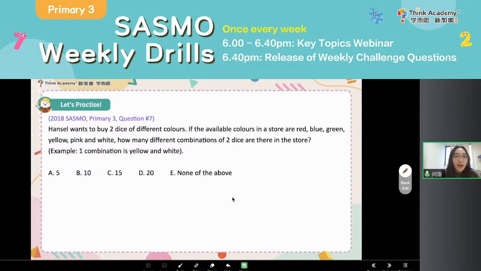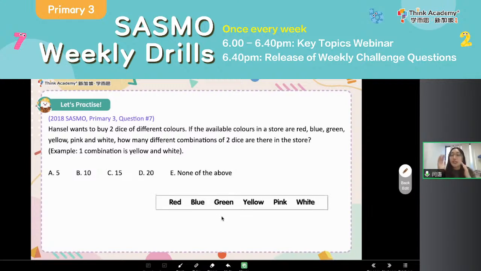Next one. Hansel wants to buy 2 dice of different colors. If the available colors in a store are red, blue, green, yellow, pink, and white, how many different combinations of 2 dice are there in the store? Okay, let me just help you label. Red, blue, green, yellow, pink, white. There are 6 possible colors. And then think about it. How many different ways are there?